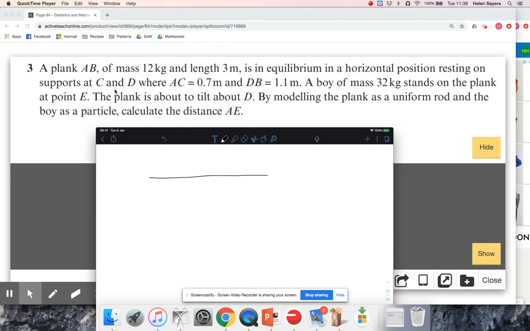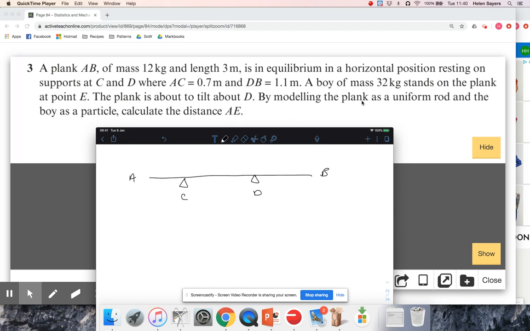So we've got AB, so there's my plank. It's supported at C, which is 0.7 meters from A, so we'll draw that about there. And D is about 1.1 meters from B, so let's do it about there. It doesn't have to be completely to scale. And then we've got a boy who is going to stand on the plank at E, and I don't know where E is. That's what the question is.